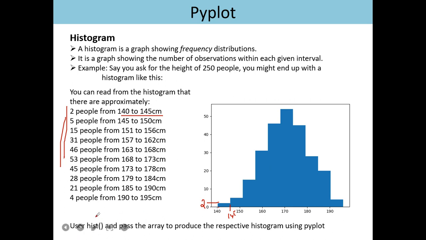In Python, in PyPlot, you have this hist function. If you pass the value array to this hist function, it will draw the histogram like that. You got it? Is it okay?